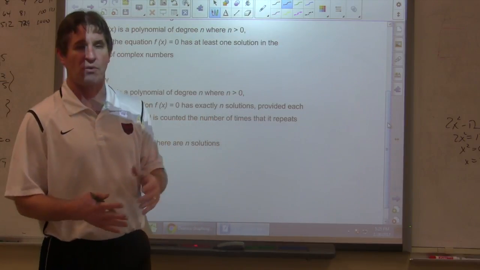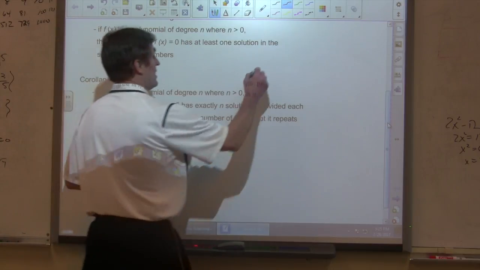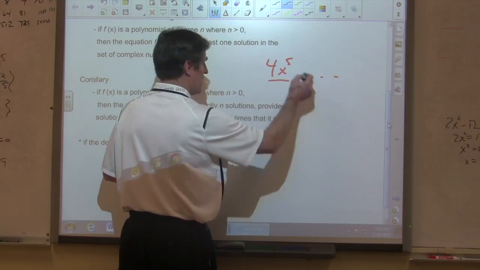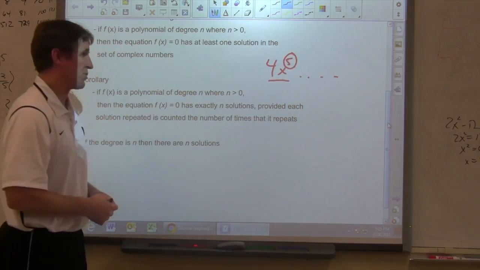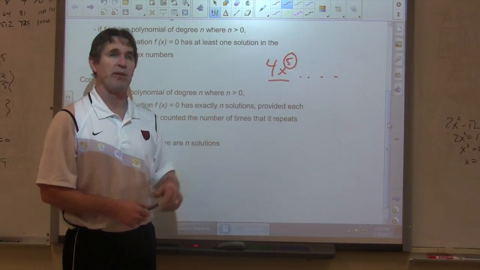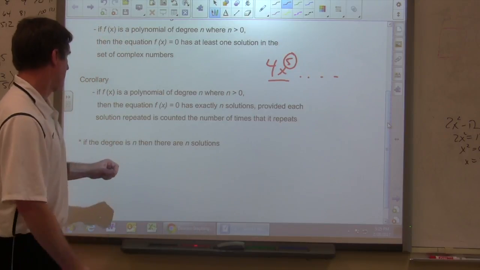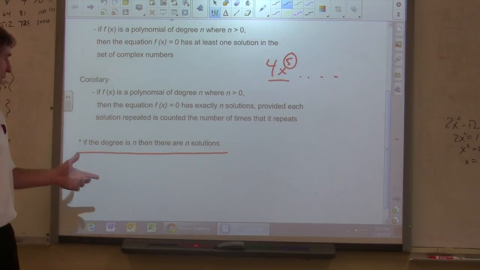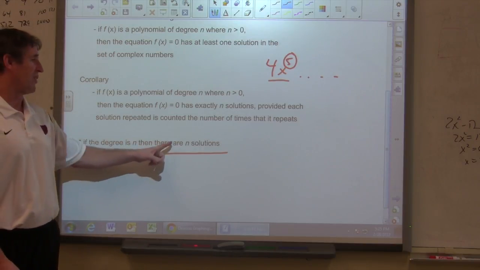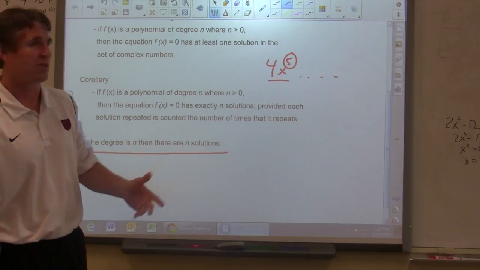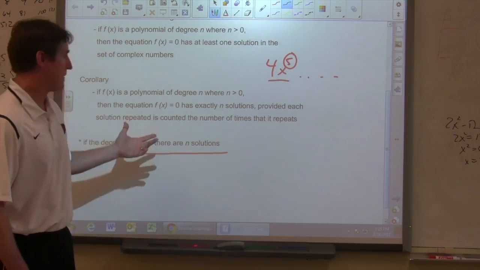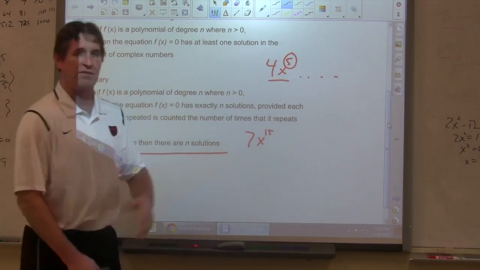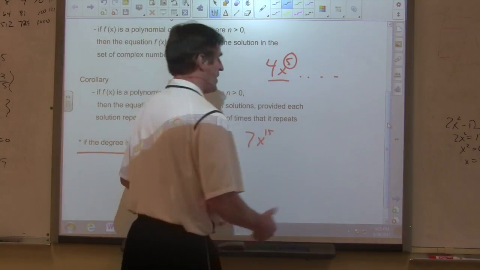Now we've talked about this already, that it doesn't make any difference what comes after our highest degree. That degree tells us how many solutions we have. But sometimes those repeat and you just count it once. In summary, if the degree is n, then there are n solutions, whether those are repeating solutions or not. So if we have 7x to the 15th, there will be 15 solutions. Some may repeat, some may not.